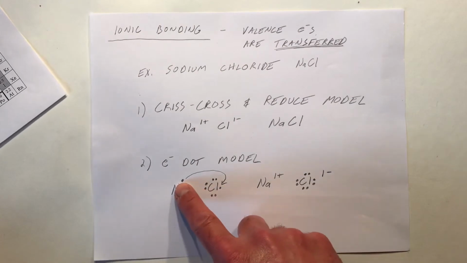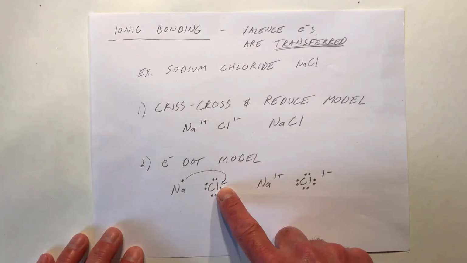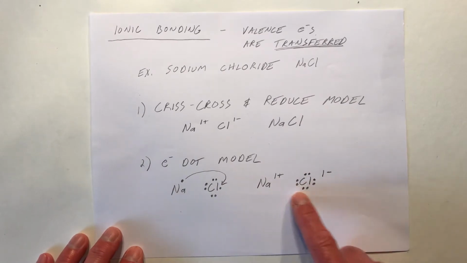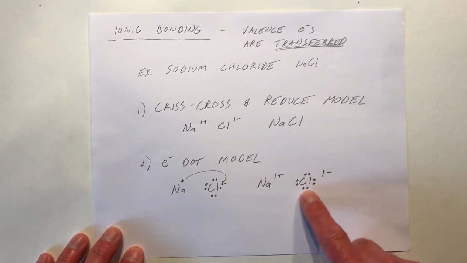So we move the 1 electron over to chlorine to pair it up with the single electron on chlorine, and we get Na1 plus and Cl1 minus ions. Whenever you write electron dot models for ionic compounds, the positive ions should always end up with no dots, and the negative ions should always end up with 8 dots.